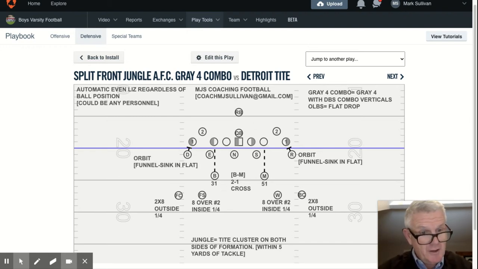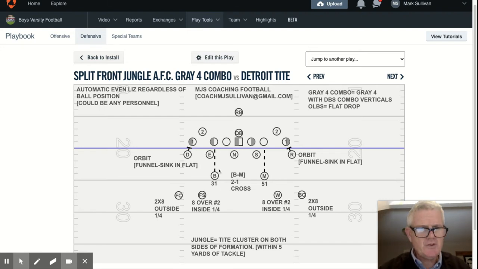Okay, and I'm going to get to the cluster in a minute. This is an automatic jungle, which is how we line up one way. Boom, done. So again, seeing my A.F.C playlist, jungle means the front. It means the coverage. It even specifies it's even Liz, automatic, no matter where we are. Okay, so jungle by itself, that's what it means.